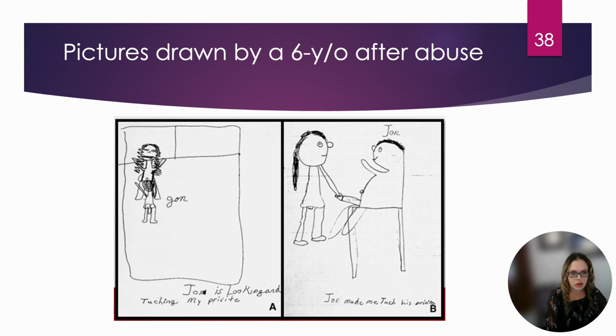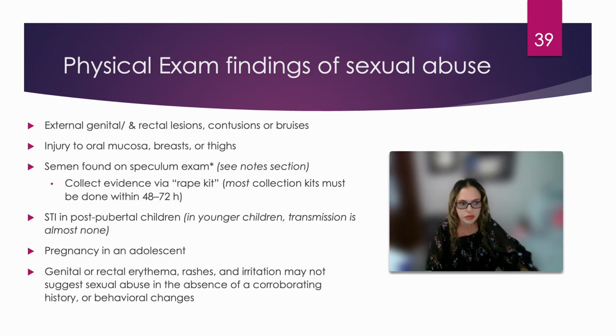This is an example of pictures drawn by a 6-year-old child after abuse. You can see that these are difficult to look at, but this child may not have been able to tell you what was going on, or may have been frightened to tell you. But when asked to draw a picture, it becomes very clear that this child has been abused.